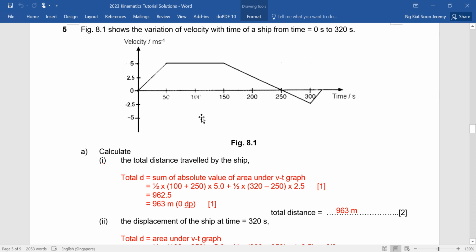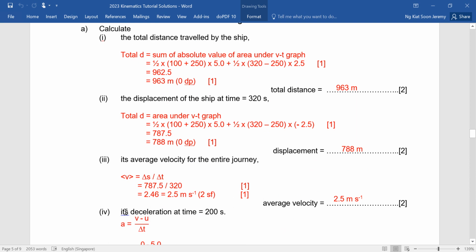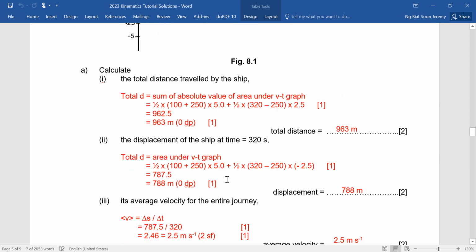Okay, I'm back with question 5. Actually, I was covering, I think, deceleration a bit earlier, but the graph was quite messy, so I cleared it and I'll just discuss it quickly here.